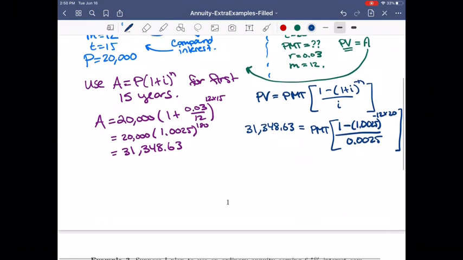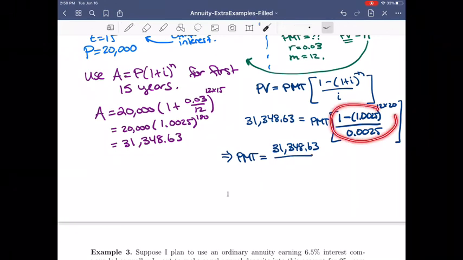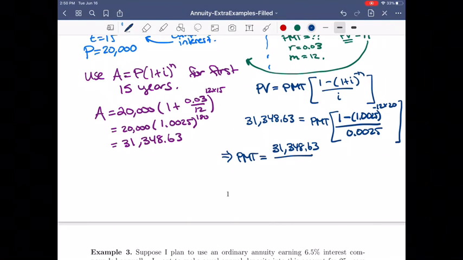Okay, so then if we compute that, the PMT value is going to be 31,348.63 divided by this whole part here. Now if you compute this and round, you should get 180.311. Again, you shouldn't really round, I'm just giving you an intermediate step here, but you should get $173.86.